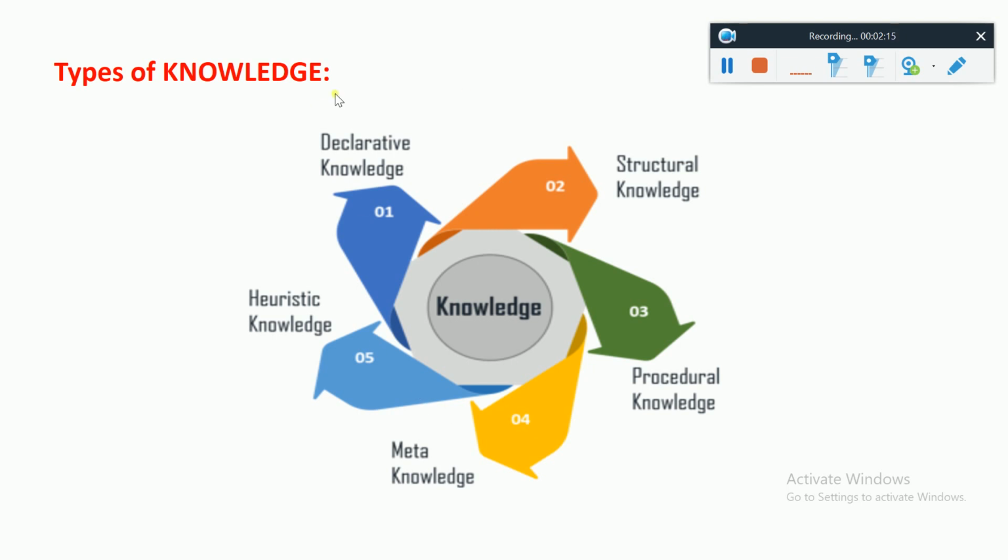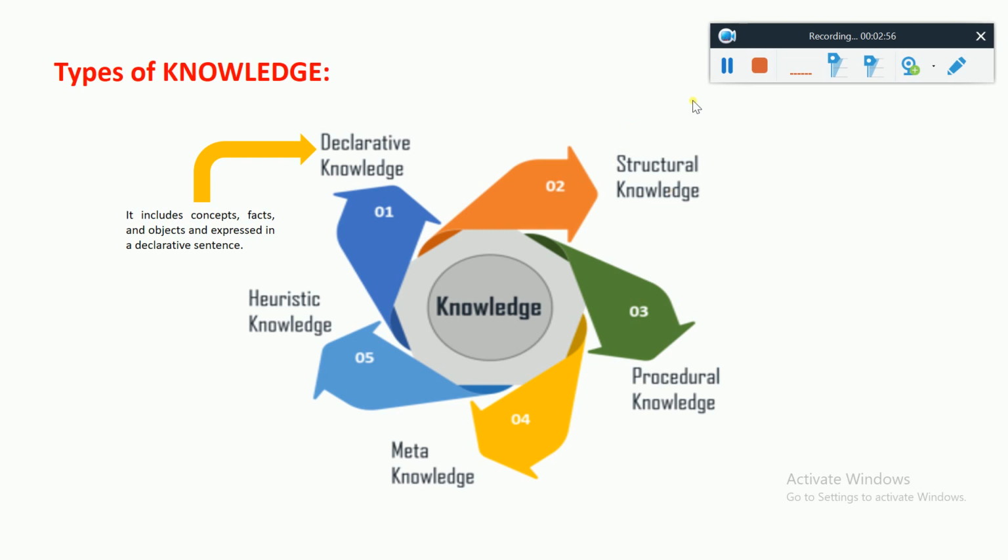The first one is declarative knowledge. Declarative knowledge is actually knowing about something, which includes some concept, some fact, some object, and it can be expressed in declarative sentences. For example, a car has 4 tires, or Paris is the capital of France. So these are things we know that exist.